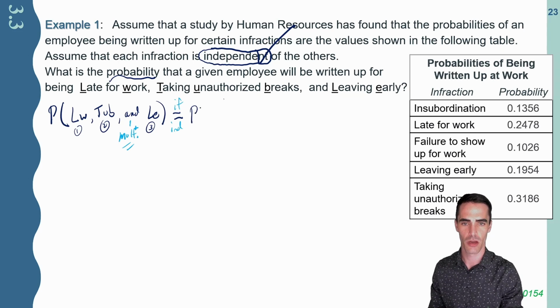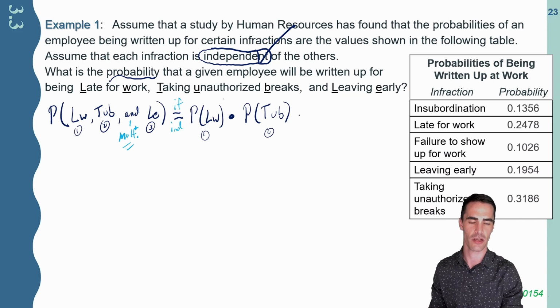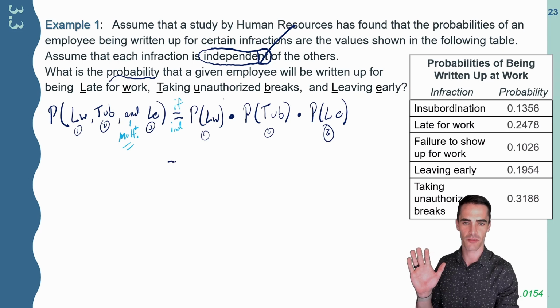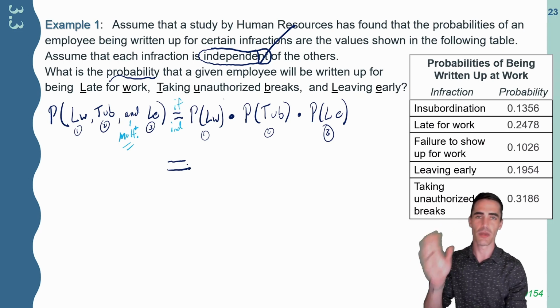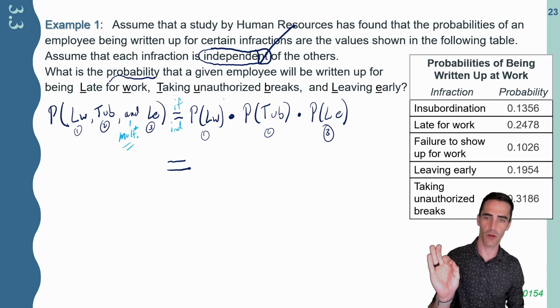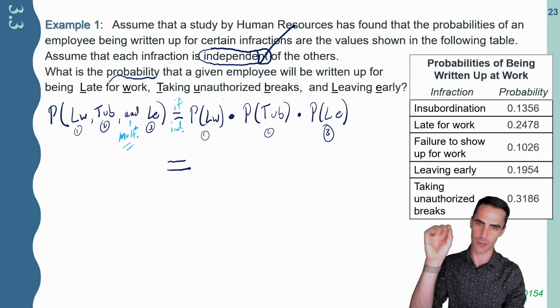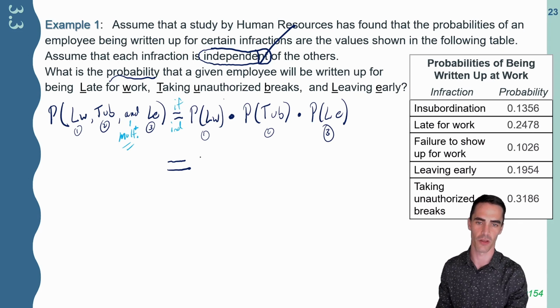I'll do the first one. Probability that we're late for work is the first infraction. Multiplication, here's the beauty, times the probability that TUB, somebody's taking unauthorized breaks. There's my second infraction, times the third one, the probability that somebody is leaving early. There's my third infraction. So again, the beauty of this multiplication rule is I don't have to worry about this very complicated event, making all these infractions. When you see and, think multiply, and then with a little asterisk, because we need to think only if this is independent, I can separate this complicated event into three smaller ones.